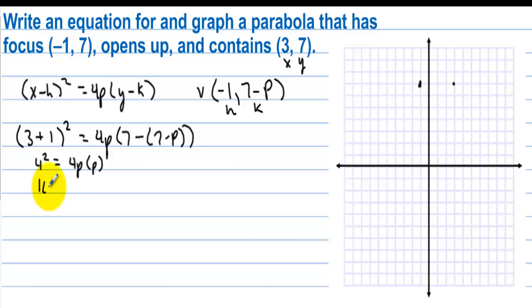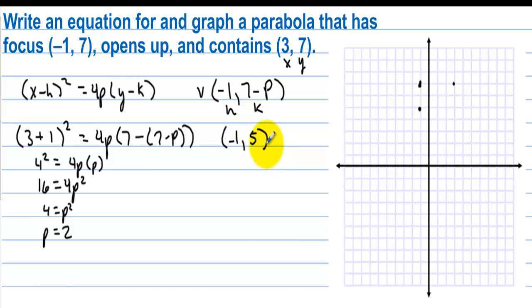Well, we have 16 equals 4p². We divide by 4. That's 4 equals p². It turns out p is 2. So we are 2 down from the focus, actually. And the vertex now is (-1, ...). And if we're 2 down, we're right there. That is going to be what, 5? 1, 2, 3, 4, 5.